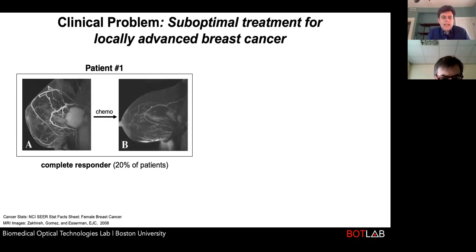And it's common for patients who are diagnosed with a cancer like this to get chemotherapy, some kind of systemic therapy that attempts to shrink this tumor prior to surgery. In this particular example, patient number 1, this worked marvelously. You can see that this tumor is gone after several months of chemotherapy. She's considered a complete responder and is representative of about 20% of patients that are treated in this manner.